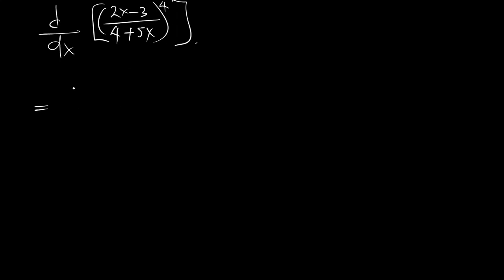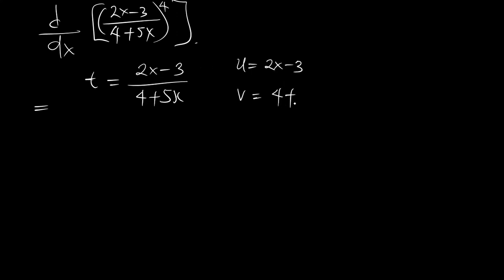let's assume t is equal to 2x minus 3 all over 4 plus 5x. And now we assume that u is equal to 2x minus 3 and v is equal to 4 plus 5x. The whole of this equation inside there we say is y. So y will be equal, in terms of t, to t raised to power 4.